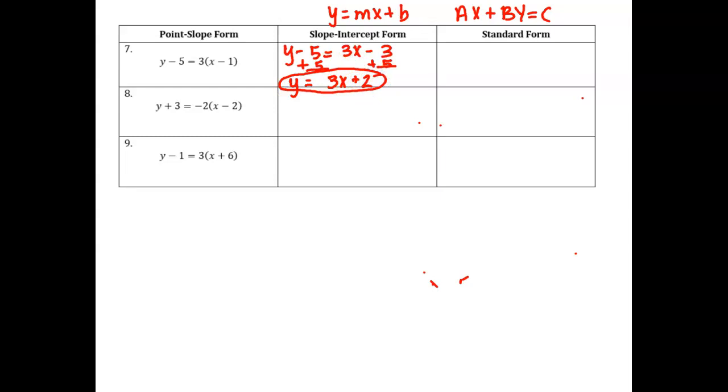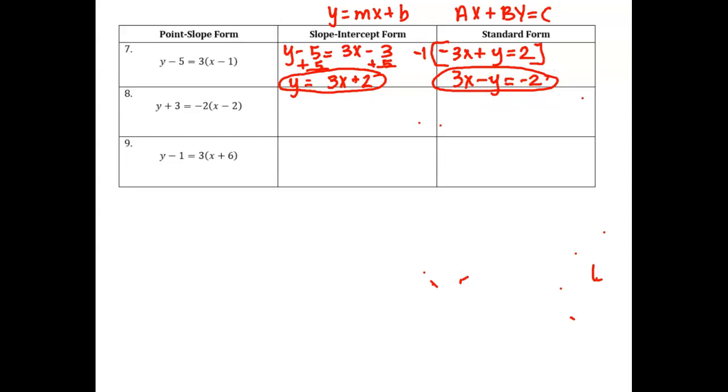Now to get to standard form, I'm going to subtract my 3x from both sides, so I have negative 3x plus y is equal to 2. And to get rid of that leading negative coefficient, I'm going to multiply everything by negative 1. So I end up with 3x minus y equals negative 2. We got it in standard form.